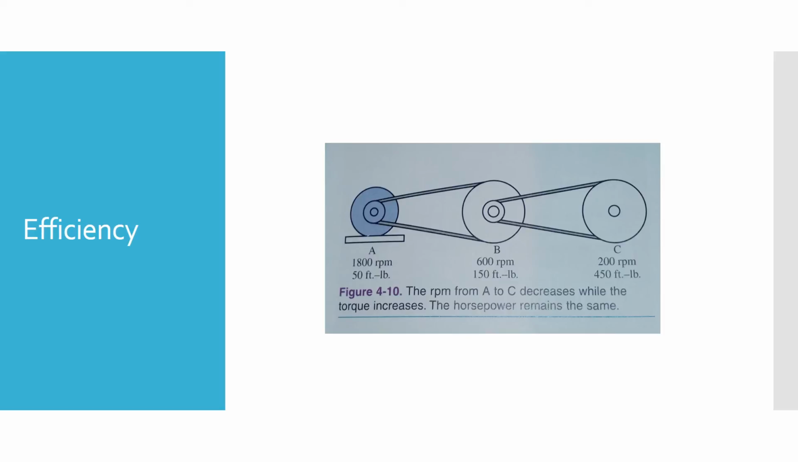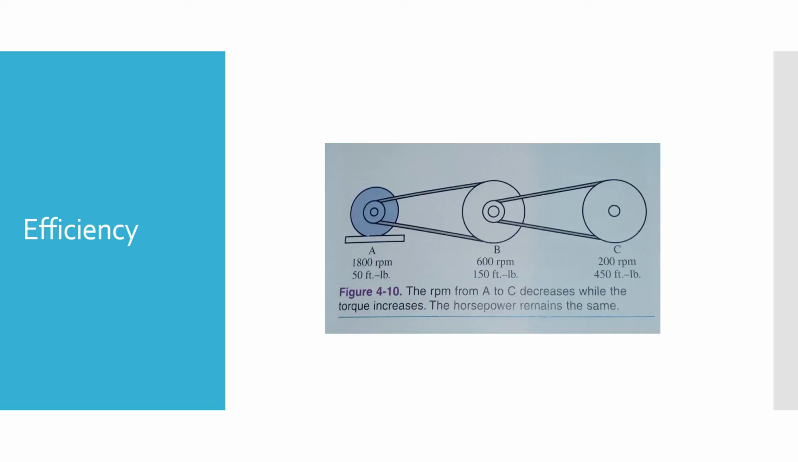Look at figure 4-10 shown on the screen. The speed of pulley C is 1/3 the speed of pulley B and 1/9 the speed of pulley A. The speed in this example has been reduced 9 times from pulley A to pulley C. The torque has been increased 9 times. This 9-fold increase in torque is how it is possible to move extremely heavy loads with a relatively small motor.